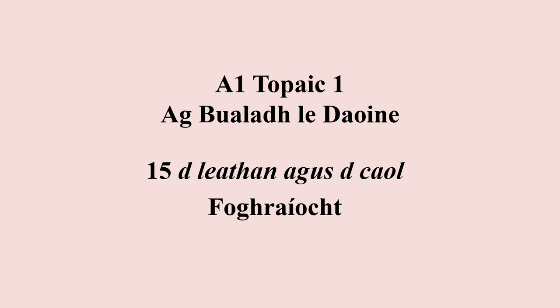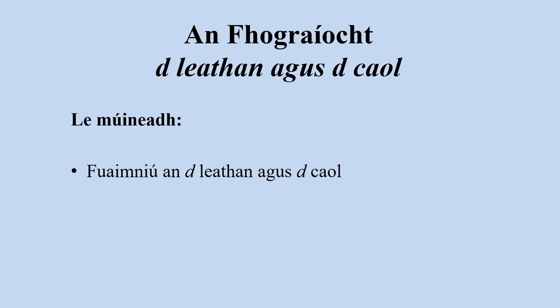Section 15. D leathan agus D caol. Broad D and slender D, with a focus on fhoghraíocht, phonetics or pronunciation. Pronunciation, broad D and slender D. So in this section we'll be reviewing the pronunciation of the broad D and the slender D.